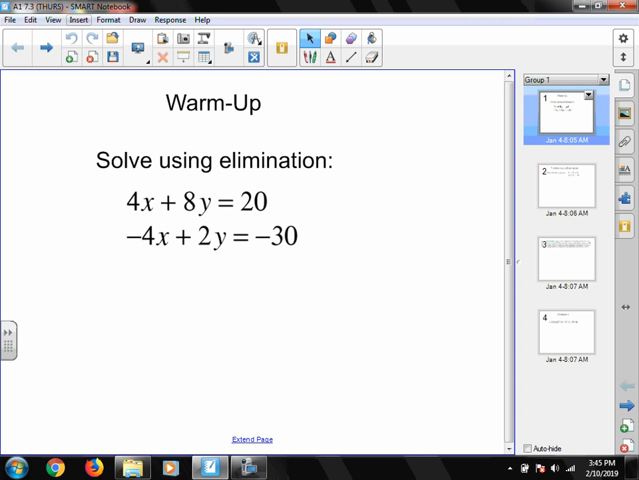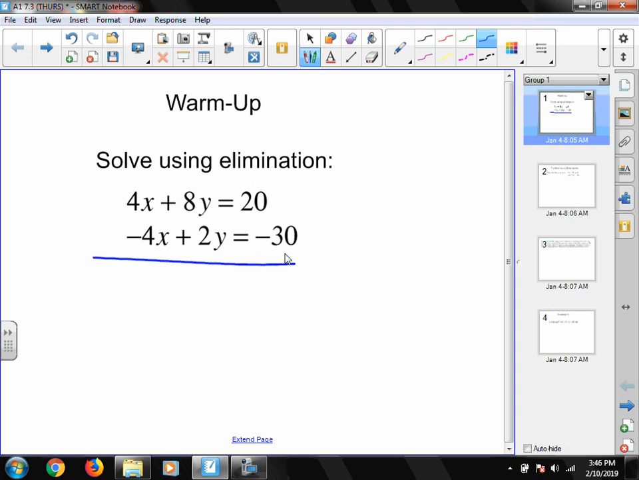Okay, hopefully you've got an answer by now. So, solve using elimination. Okay, that means we need to look for the same number in front of either both x's or both y's and opposite signs. I'll recognize right away that I have a 4x and a negative 4x. That's perfect. That is exactly the setup that we want.